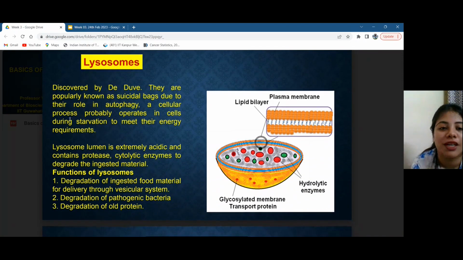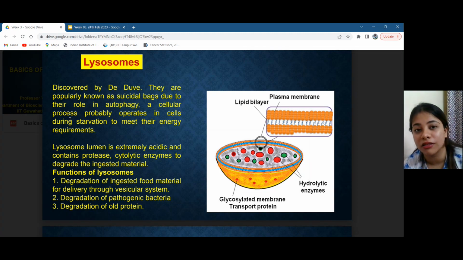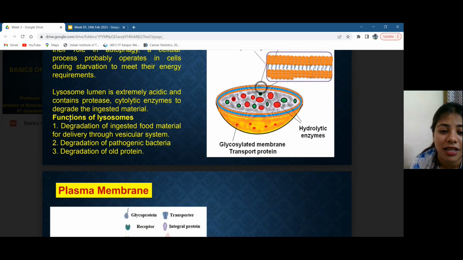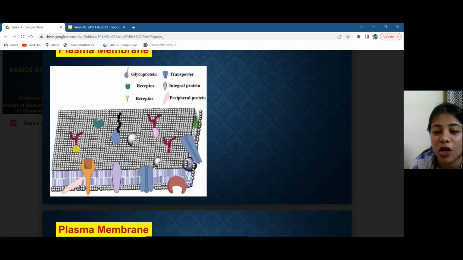Then come the lysosomes, which we have also discussed. They are known as the suicidal bags because they have a very unexpected role to play in terms of autophagy, which is a survival mechanism for cells when they are extremely nutrient deprived and need to survive under those circumstances. They degrade ingested food material, pathogenic bacteria, and old proteins, and they are basically the suicide bags.